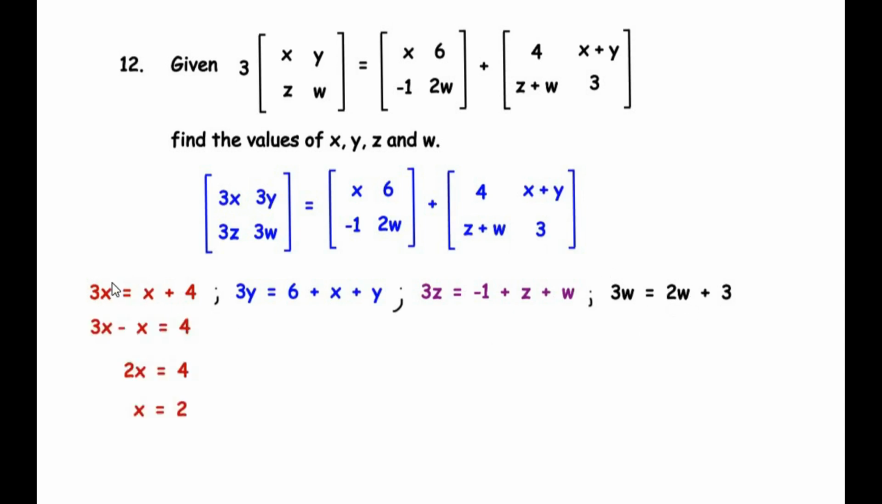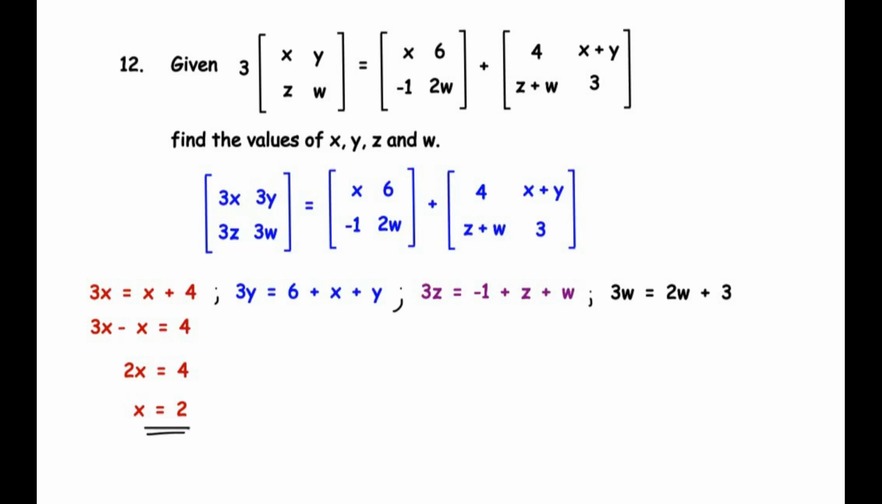Now taking x on the left hand side, we get 3x minus x equal to 4. 3x minus x is 2x equal to 4. Now taking 2 on the other side, the 2 divides the 4. So we get the value of x as 2. So we have found out the first value, that is x.